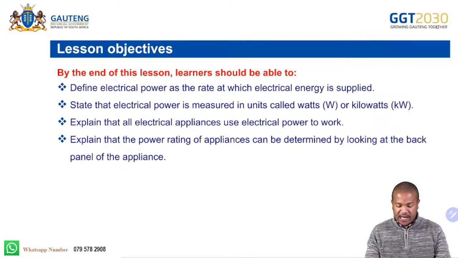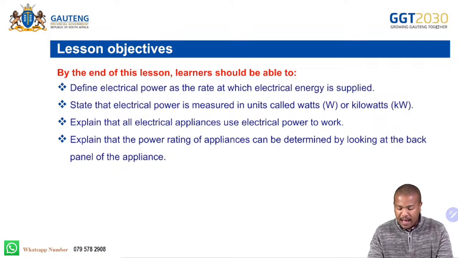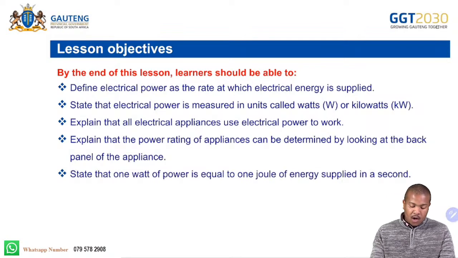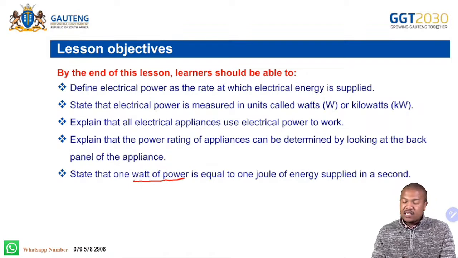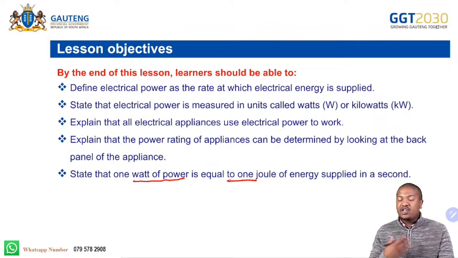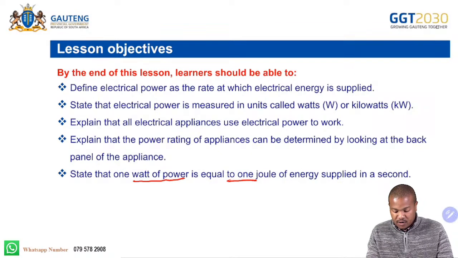Also, we need to be able to explain that the power rating of appliances can be determined by looking at the back panel of the appliance. Meaning, if we're looking for the power rating of an appliance, we need to look at the back panel. We also need to be able to state that 1 watt of power is equal to 1 joule of energy supplied in a second.